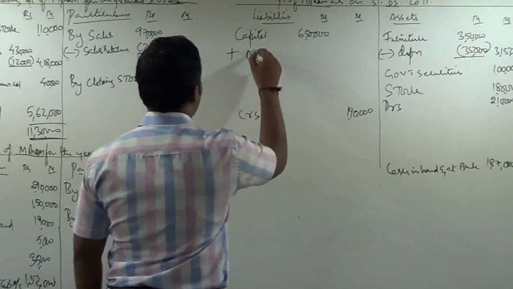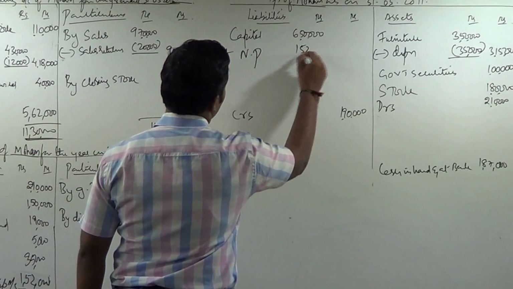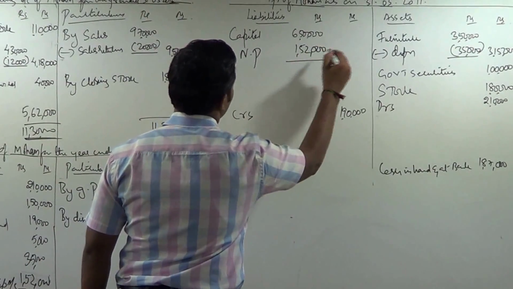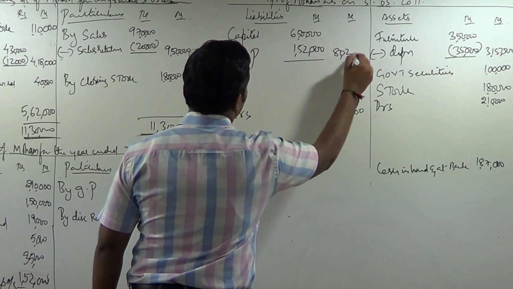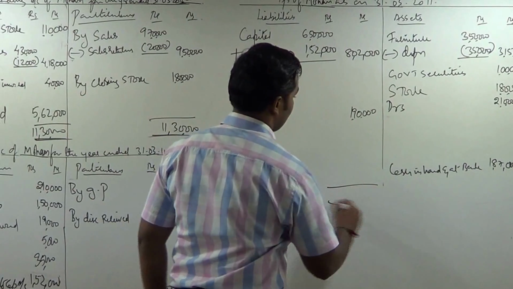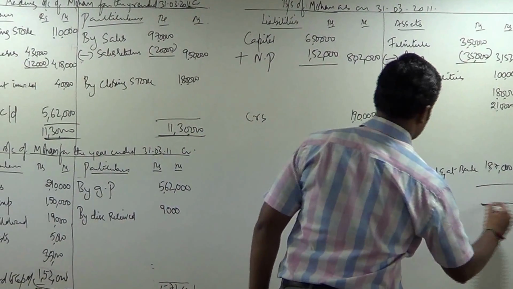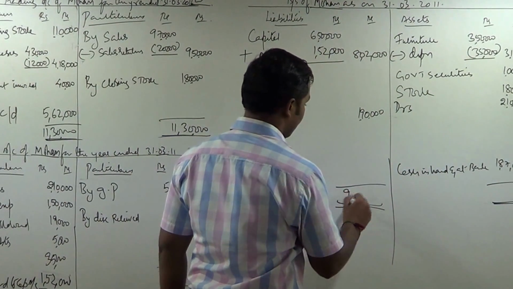Capital account will say add net profit 1,52,000. Total 8,02,000. 9 lakh.